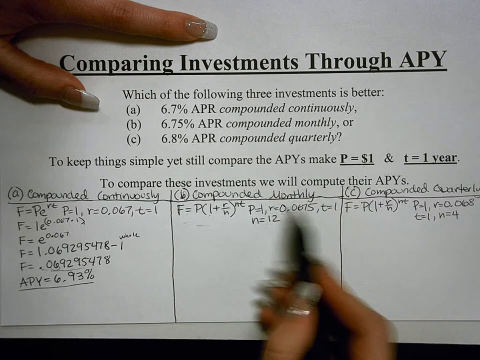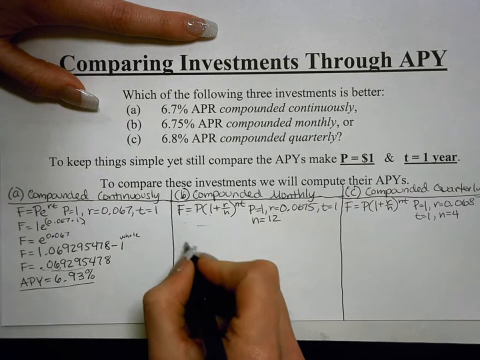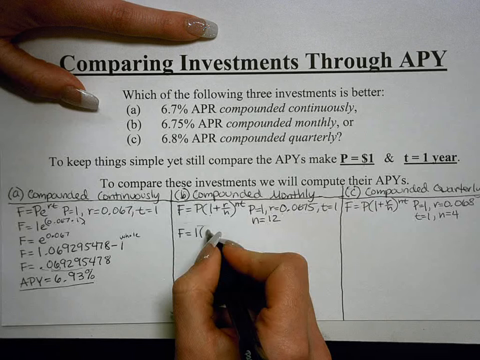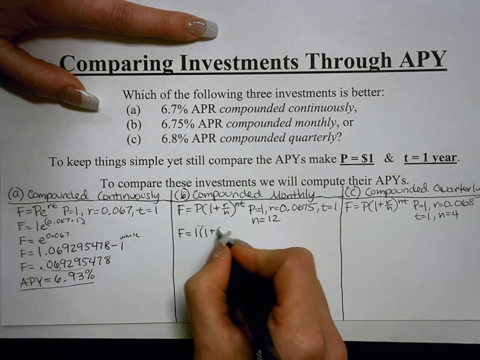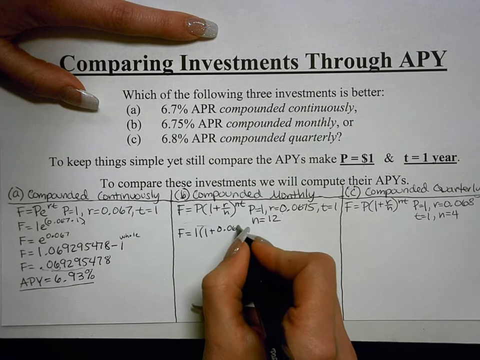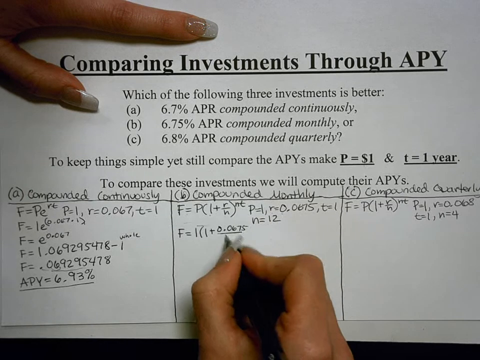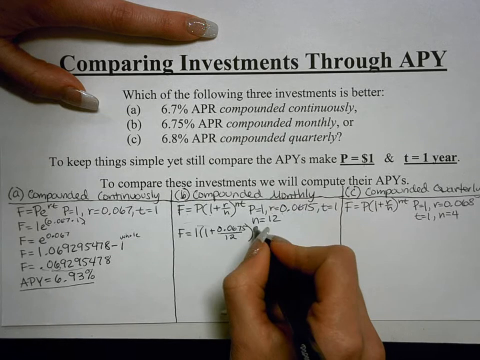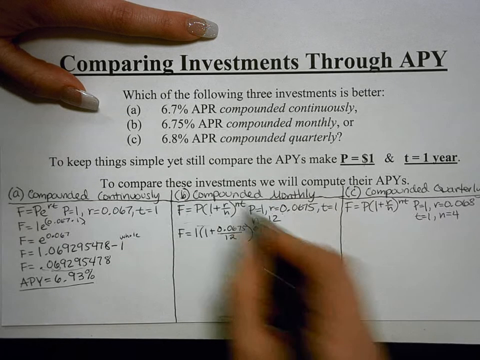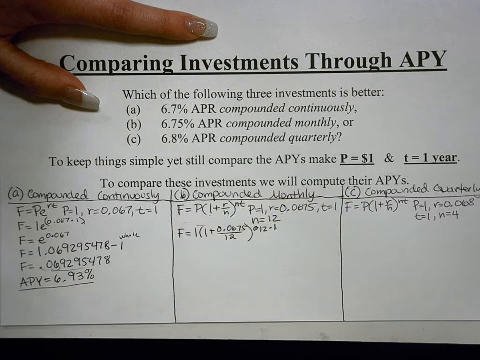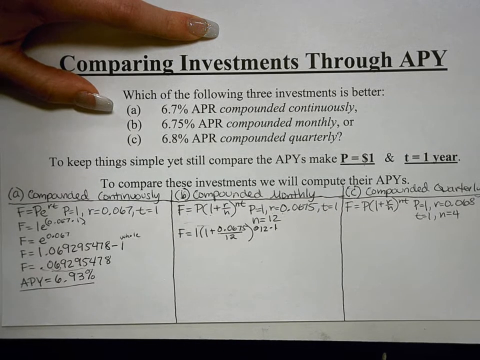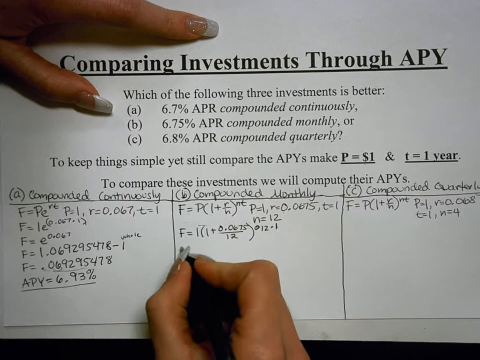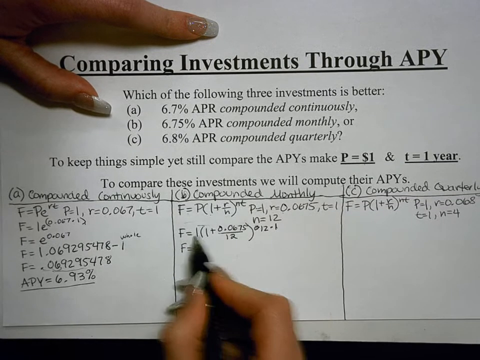So we're just going to input these values into the formula, and we get F equals 1 multiplied by the quantity 1 plus the rate, which is 0.0675 divided by 12, all raised to the N, N is 12, 12 times T, which is 1. So we're just going to simplify this. It's an order of operations problem. F equals 1 times this number.